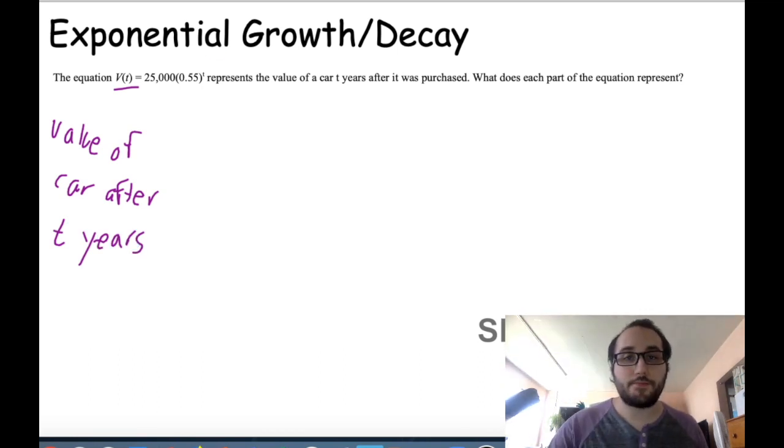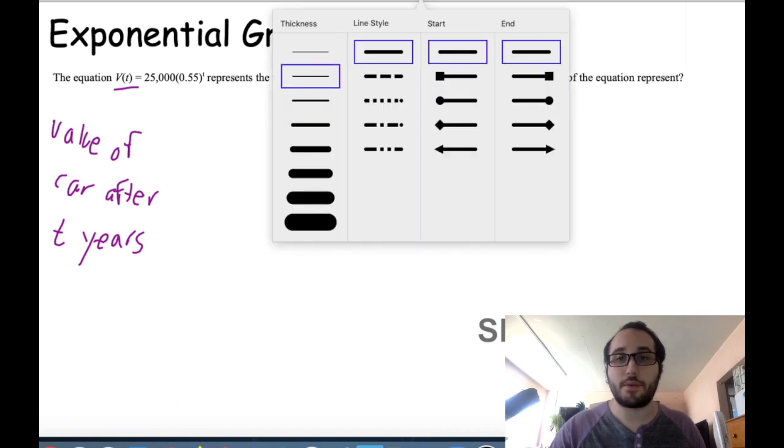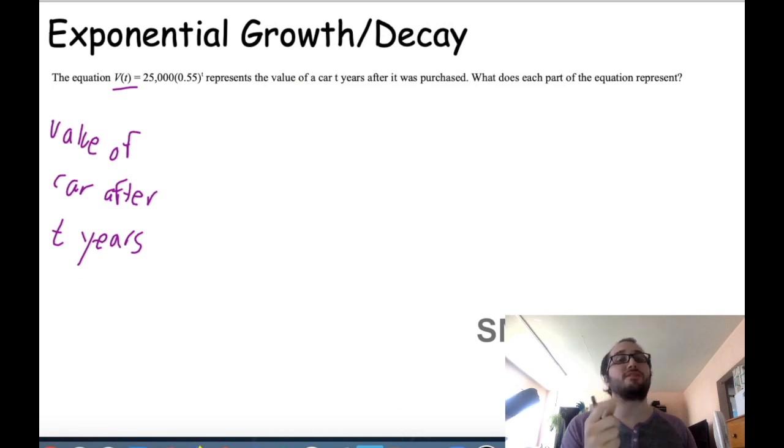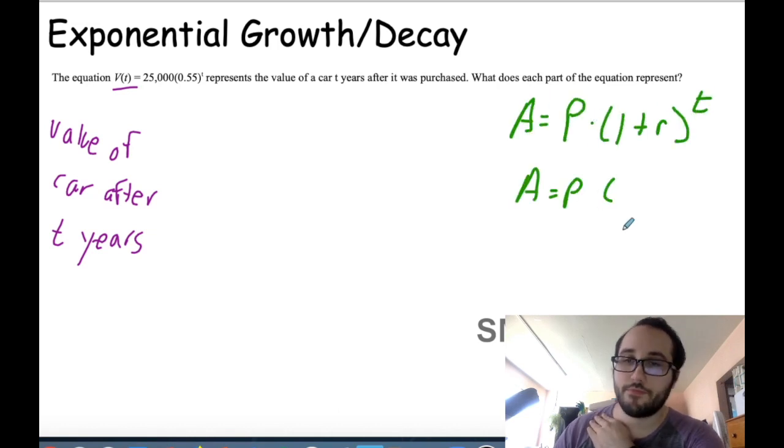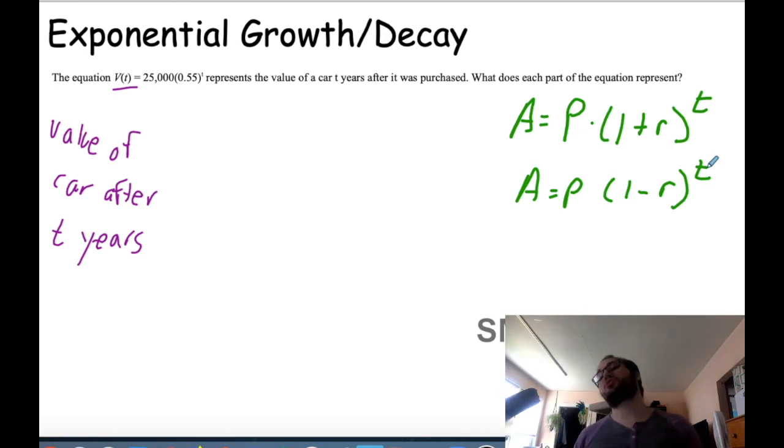Now, the 25,000 represents, remember, it's the coefficient, that's our principal, right? So remember, exponential functions look like this. The only difference between those two functions is the one on the top is a plus for growth, and the one on the bottom is a minus for decay. Depending on whether the question is talking about growth or decay is how you choose which function you're going to use.